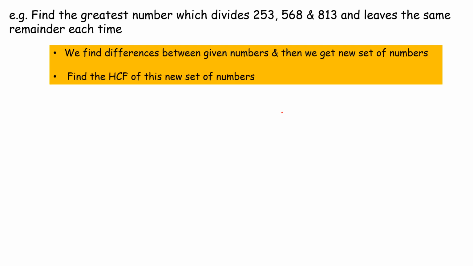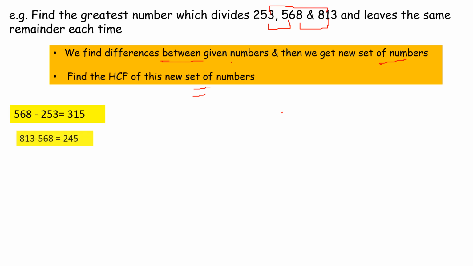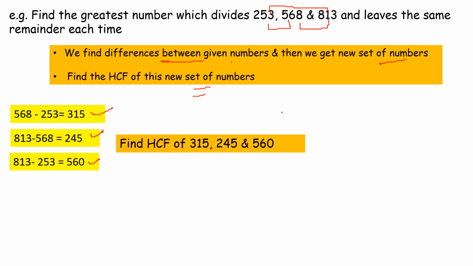What we do is we find differences between the given numbers, and then we have a new set of numbers, and then we find the HCF of this new set of numbers. Let's see what I mean. Here are three numbers. We subtract 253 from 568, then 568 from 813, and 253 from 813. Like this we get three different numbers: 315, 245 and 560. Now we find the HCF of these numbers.